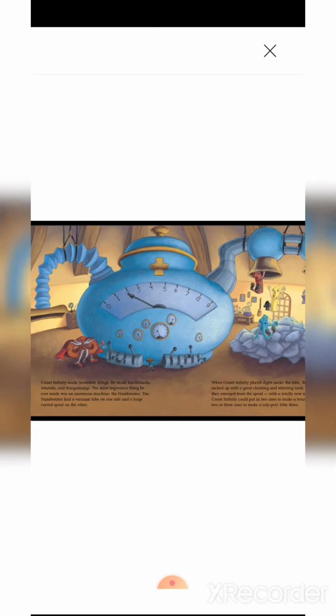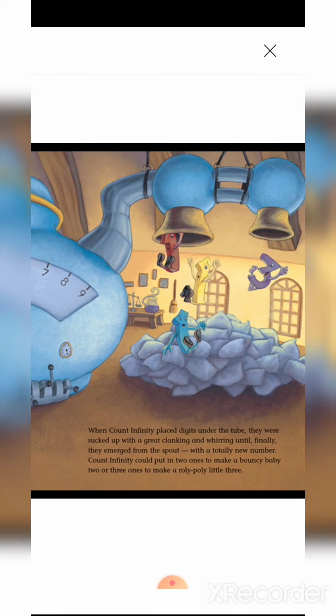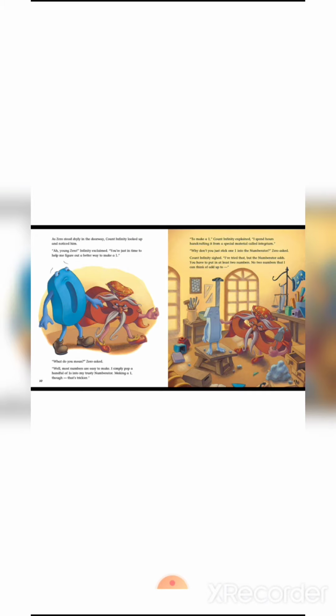And it talks about different ways that each number has its place and where 0 came from, and then 0 seeking his place. So he goes to Count Infinity, and Count Infinity makes all kinds of incredible things. And so they talk about the different ways that Count Infinity uses numbers and makes new numbers.